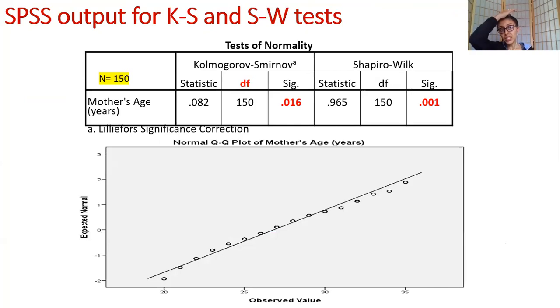All right. So this is how the KS and SW test looks when you do it in SPSS. This is your KS and this is your SW test. The sample size over here is, say, 150, and it looks pretty normal, right? If you look at the QQ plot, the dots are really close to the model fit line. So they look pretty normally distributed.